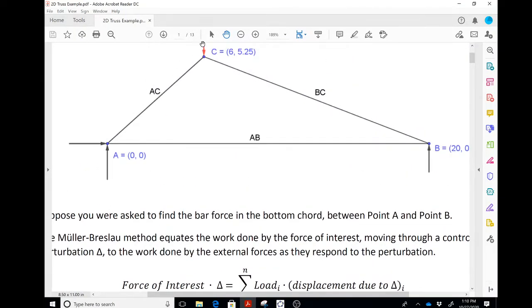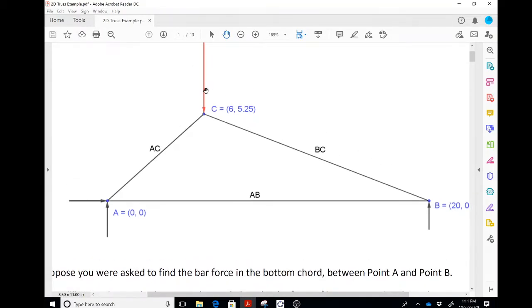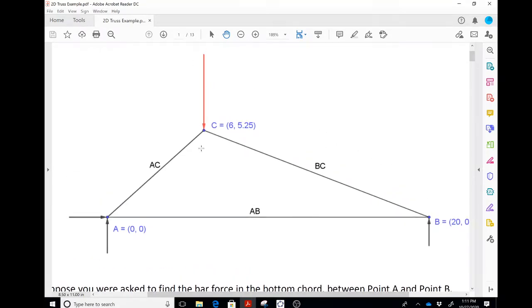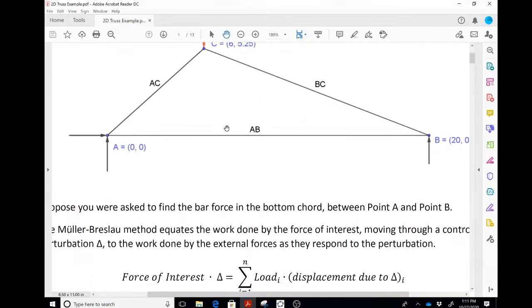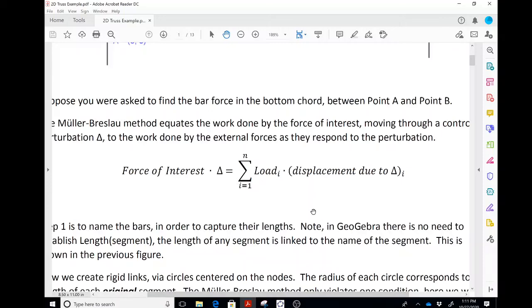You watch the external loads as they move due to this perturbation. They have work. If the movement is in the direction of the external loads, that work is positive. If the movement opposes the direction of loads, that work is negative. And then that's it. You just divide by delta and you have the answer.